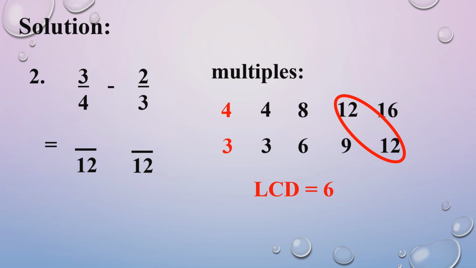Okay, now let us divide. 12 divided by 4, that is 3, times 3 equals 9. Minus 12 divided by 3, that is 4, times 2, 8. Let us subtract now. 9 minus 8, that is 1 over 12. Therefore, the answer is 1 over 12.